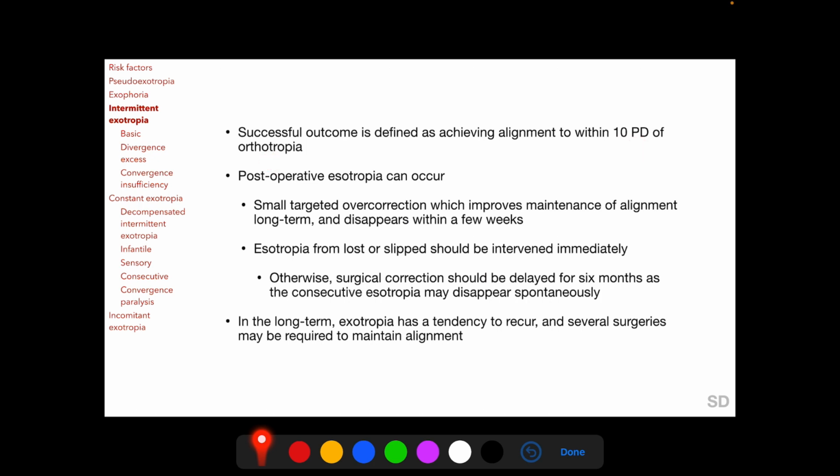Following surgical correction of exotropia, post-operative esotropia or exotropia can occur. Post-operative esotropia can be due to the small targeted overcorrection which improves maintenance of alignment long term, but this overcorrection disappears within a few weeks following the surgery. Esotropia from lost or slipped lateral rectus muscle should be intervened with immediately. Otherwise, surgical correction of the post-operative esotropia should be delayed for 6 months, as the consecutive esotropia may disappear spontaneously with time. And in the long term after surgery, exotropia can recur and several surgeries may be required to maintain alignment.